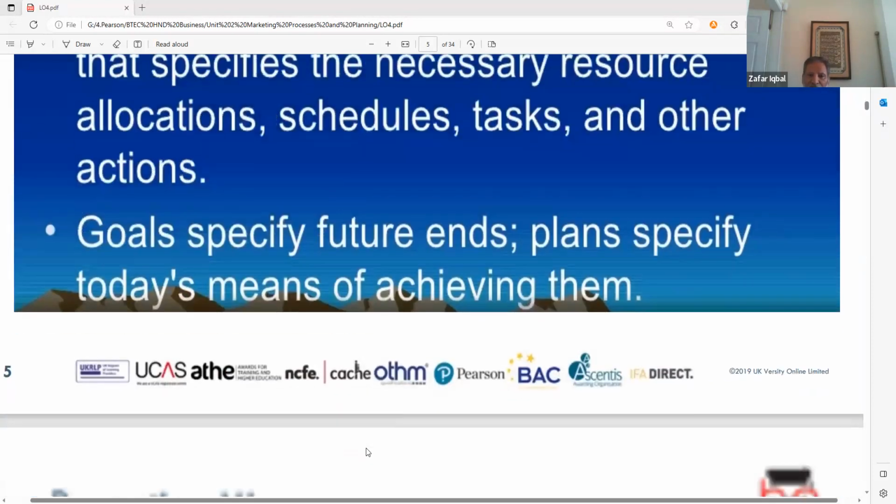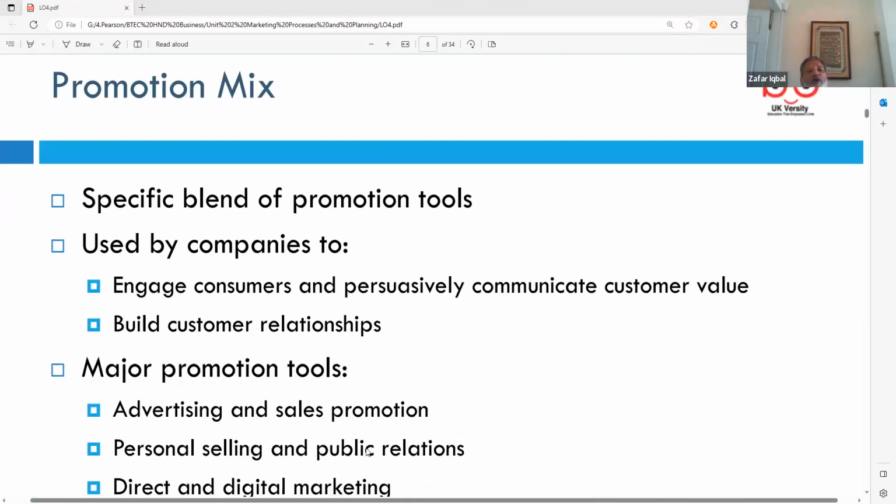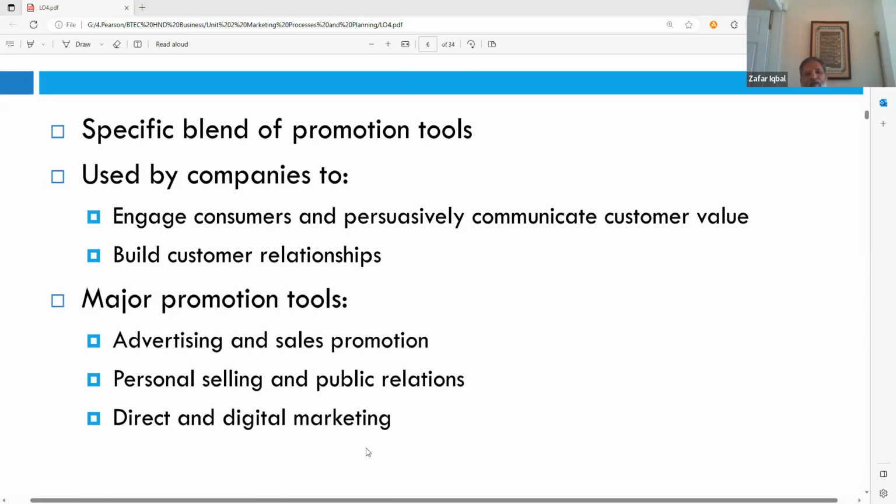So we want to know what kind of promotional mix we're going to use. These days, there's a lot of promotional mix. We can use a lot of tools, a lot of mixtures, and a lot of different types of promotional tools, for example, to engage consumers and persuade them to buy our products.